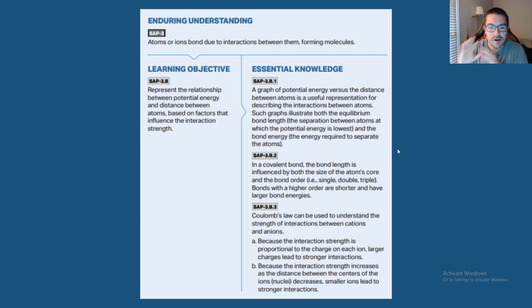So we're going to do ionic bonding first. We're going to be talking once again about Coulomb's law to understand the interactions between cations and anions, positive and negative ions. We're going to be bringing up the concept of potential energy quite a bit today, and we'll be doing so as well when we talk about covalent bonds in the next video.